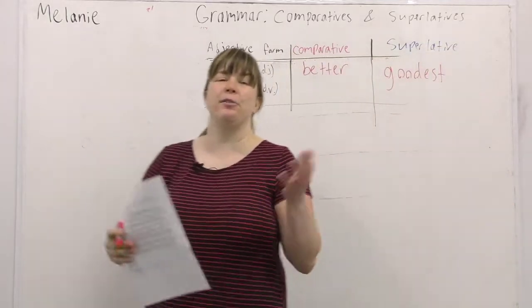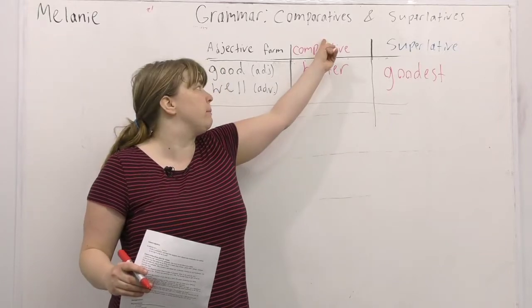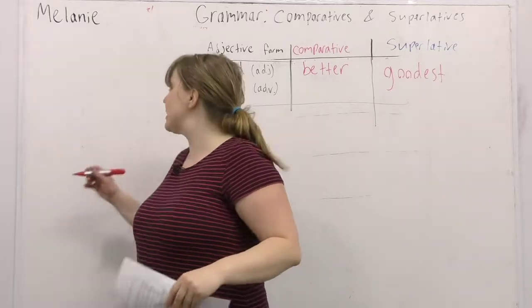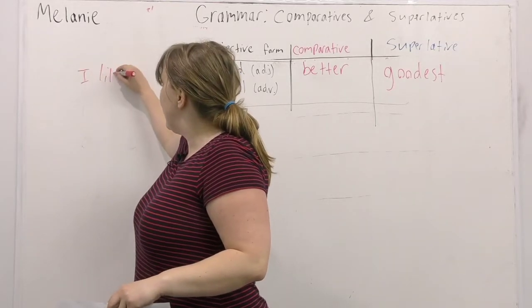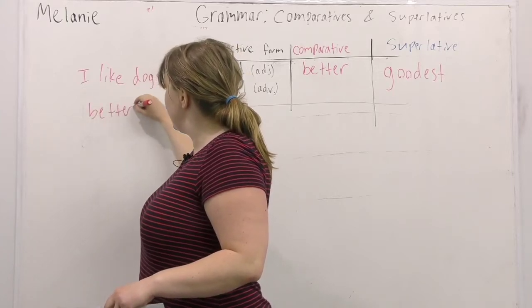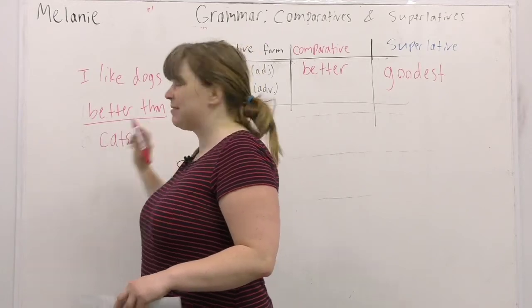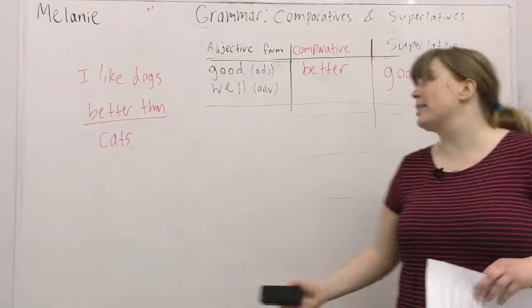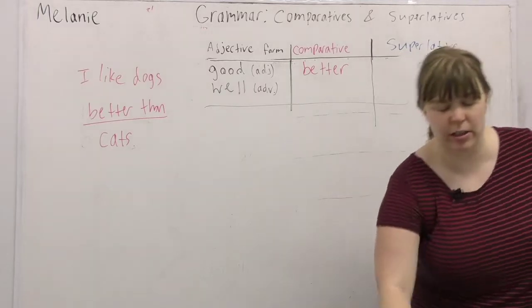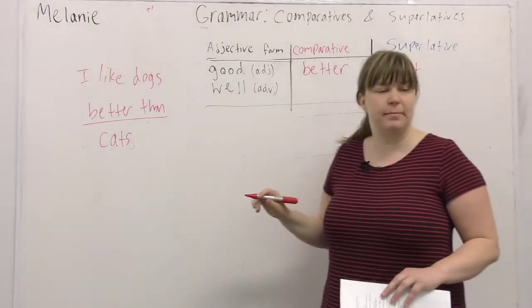So this is what I mean by irregular. The verb form completely changes when you're doing comparative and superlative. So I'll give you a quick example. I like dogs better than cats. So going back to dogs and cats again, I know, kind of boring. So that means goodest is also not correct. What we're going to say is best.